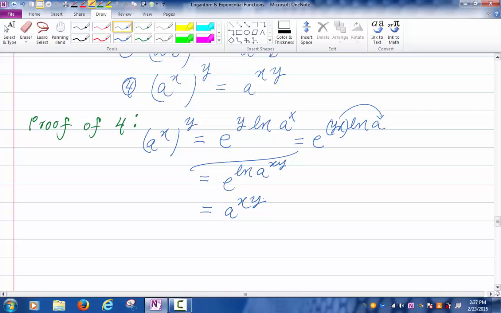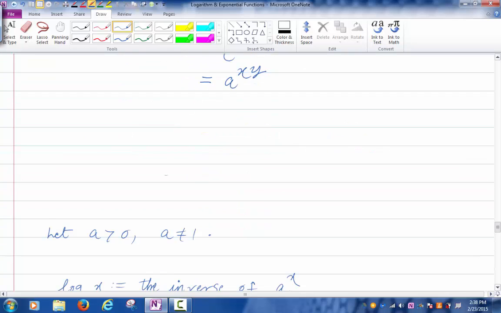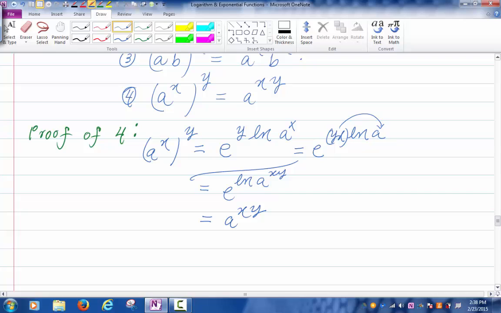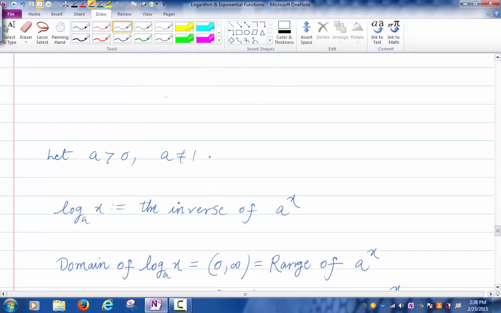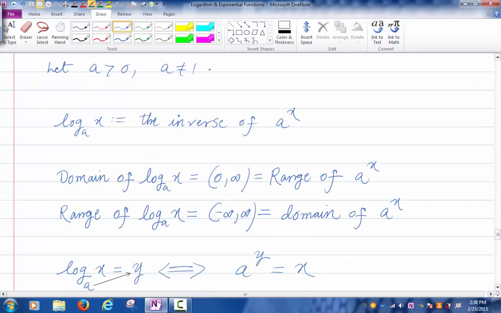Am I making sense? I'm just using the properties of ln to prove this. So you can prove all the others, 1, 2, 3, in the same way: write both sides in terms of e and apply some of the properties of ln. Is everybody clear? Okay, now I have the a to the x function.